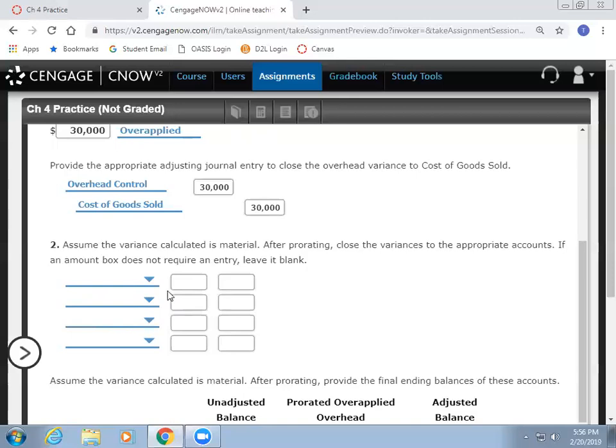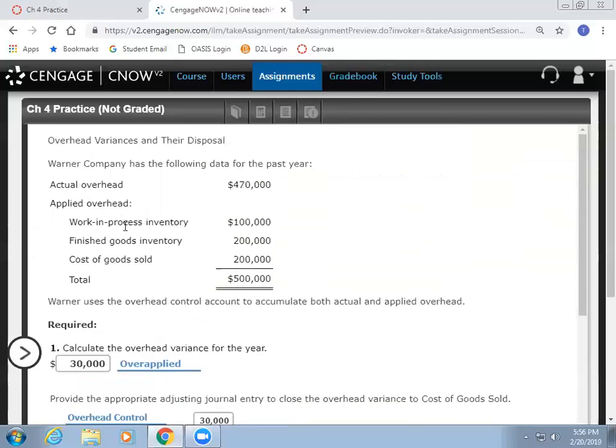So overhead control still gets debited for the 30,000. But then we're going to go up here and use the applied overhead. So the overhead was applied to work in process, 100,000 of it, and then 200,000 with the finished goods and 200 to cost of goods sold. So we're going to use this to prorate that 30,000. Basically, you take work in process at 100,000 divided by the total 500,000 to get a prorate or percentage, which is 1/5, or 20%.